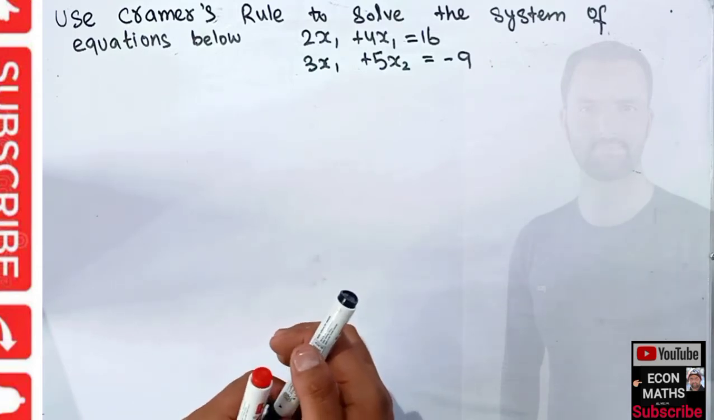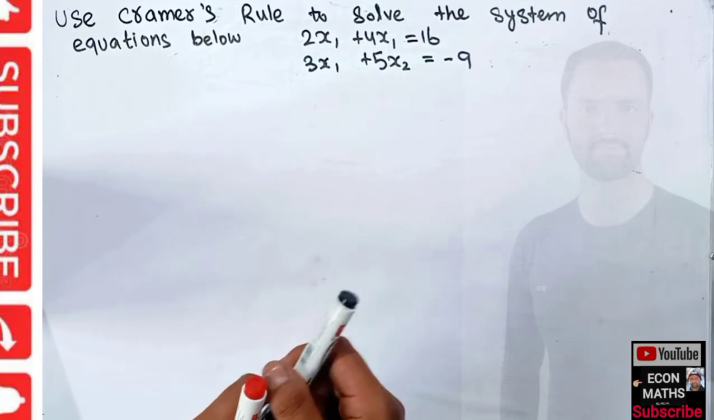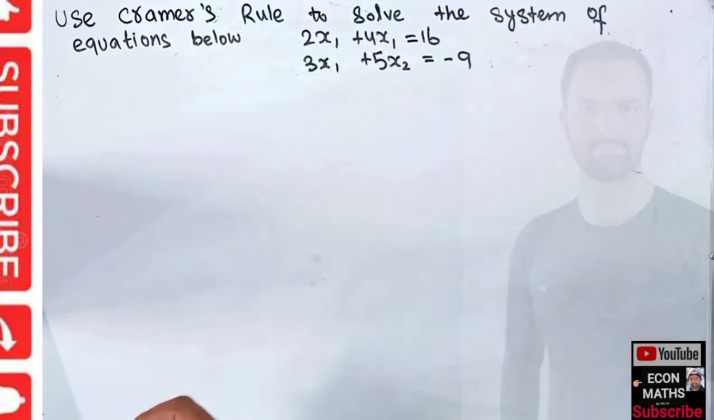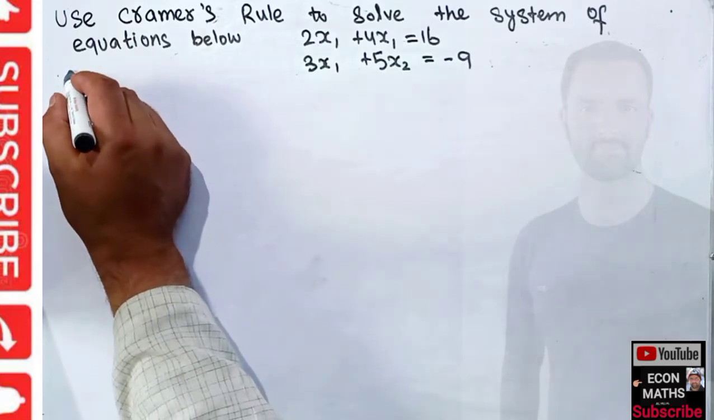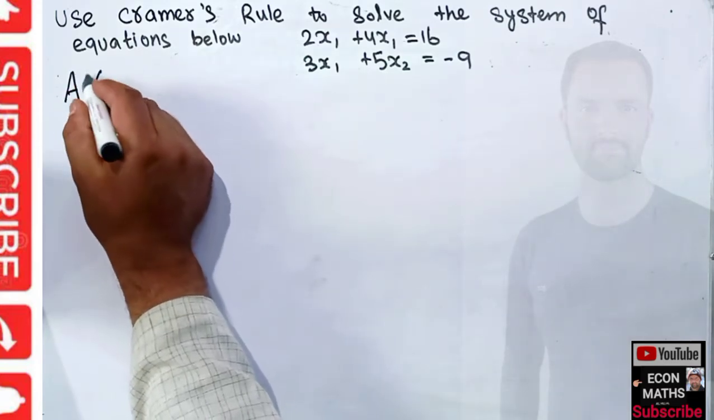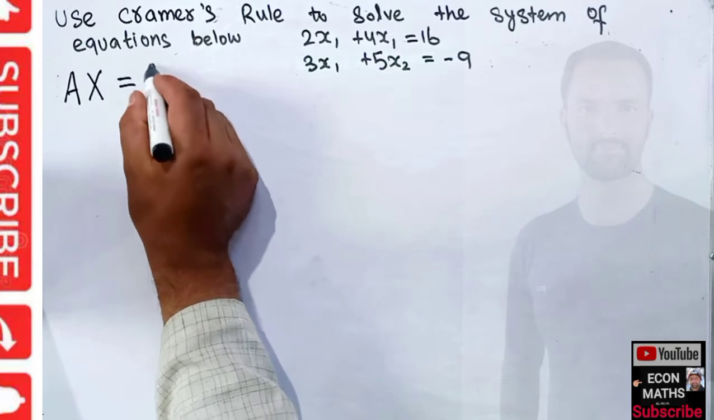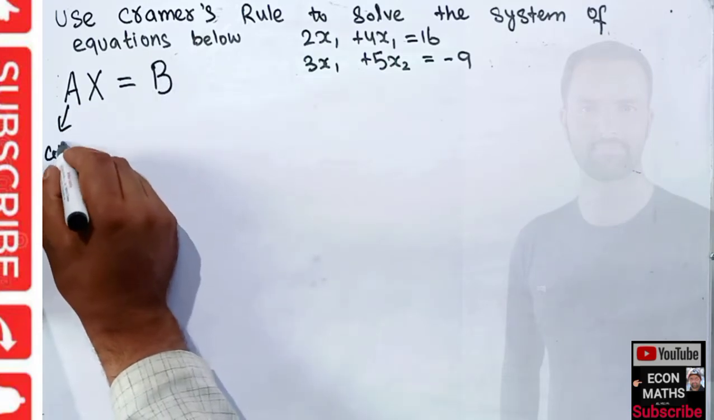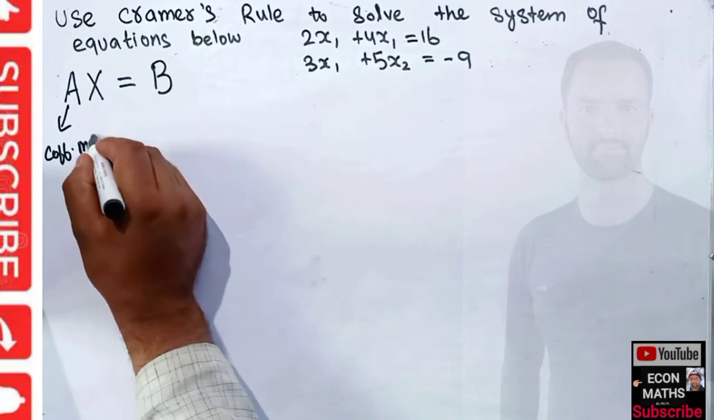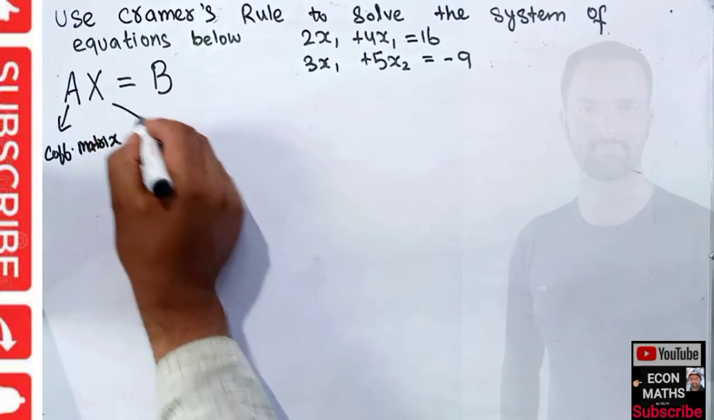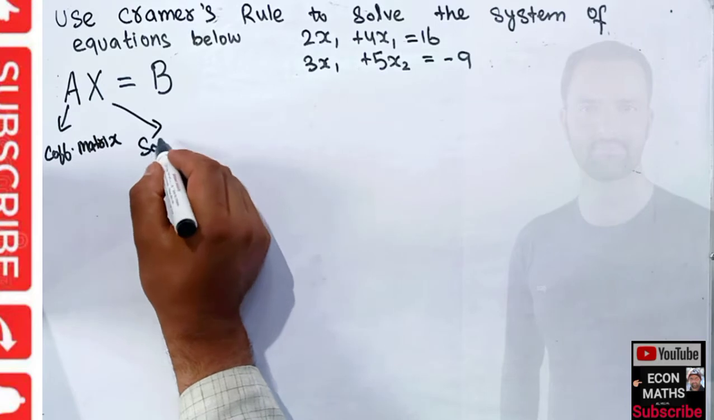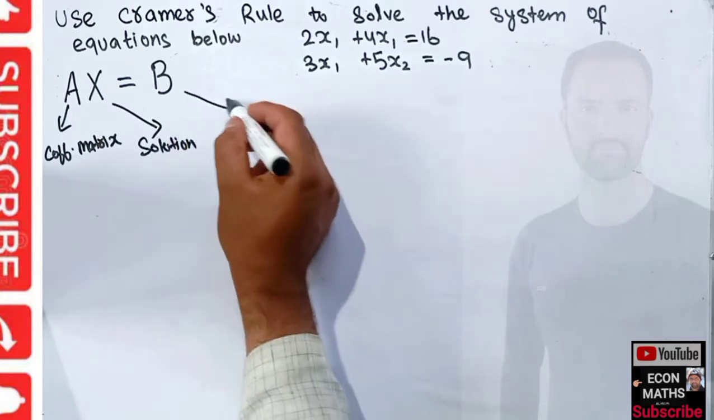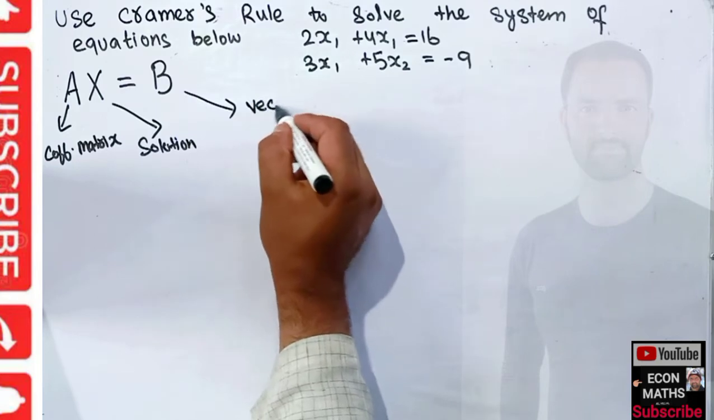So, how do we solve it with Cramer's rule? First, we write the given system of equations in matrix form. That is, we write them in the form of Ax is equal to B. This A is the coefficient matrix. This X is the solution vector, the solution which we want to find, and B is the vector of constant terms.